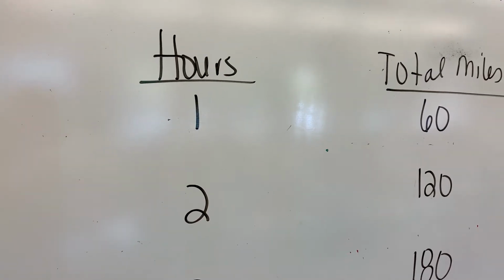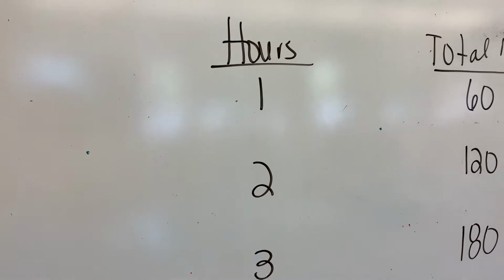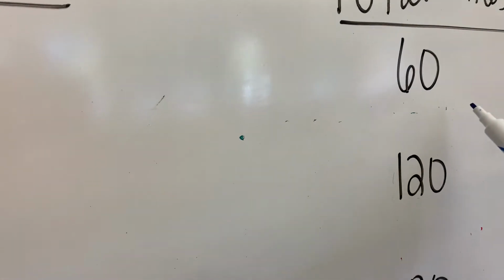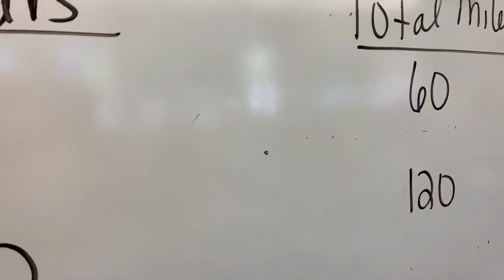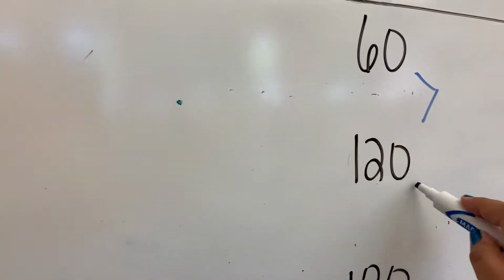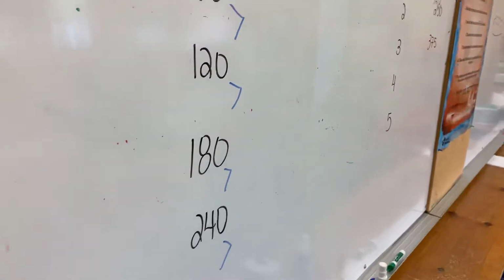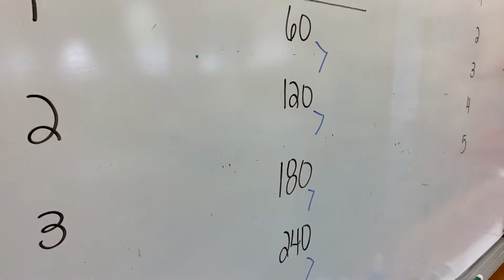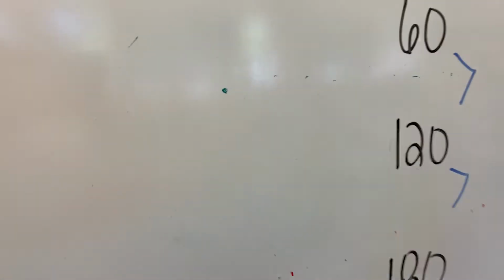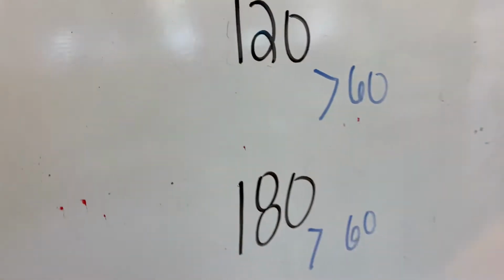to the given data. So on that very first one, we have hours and total miles. If I look over here, you go from 60 to 120 to 180 to 240. What is happening in between each one of these? Increasing by 60. So we've got a constant where it's going up by 60 each time.